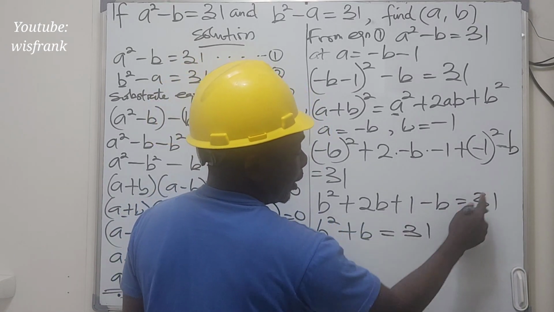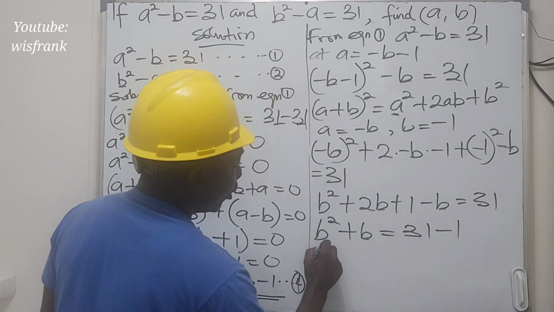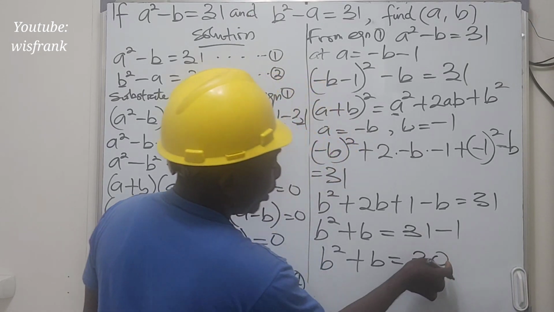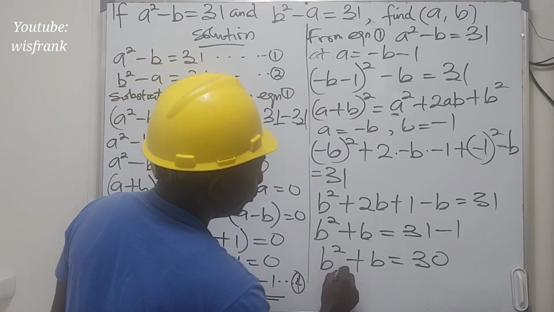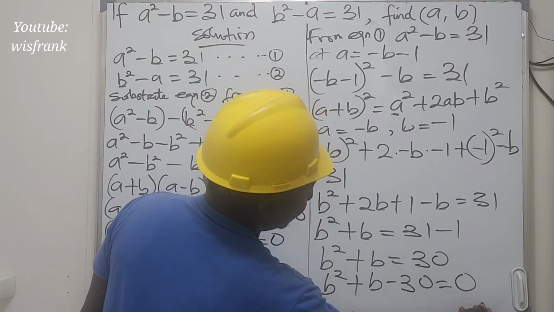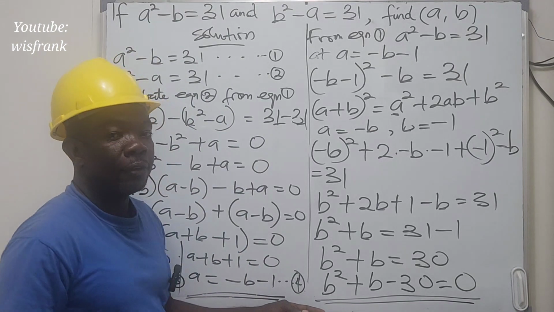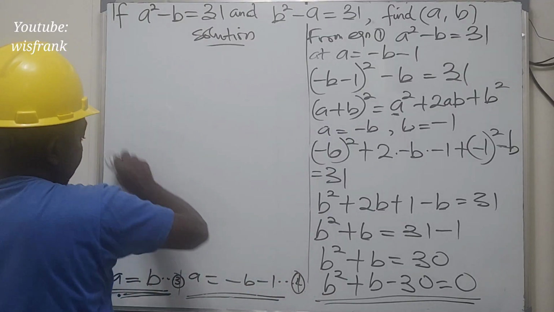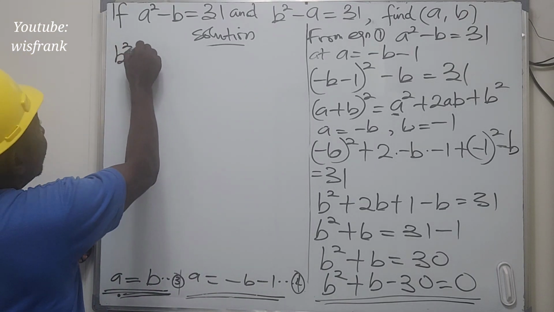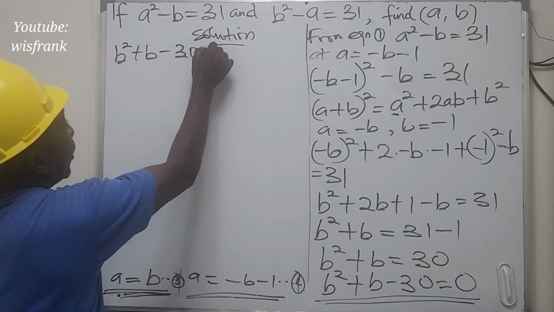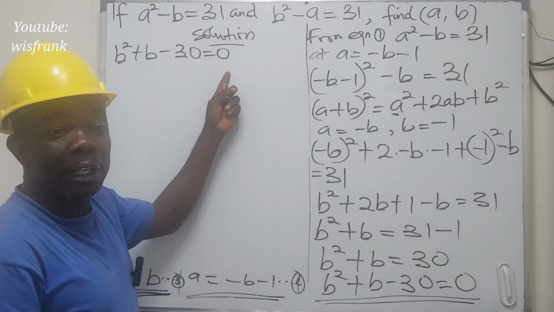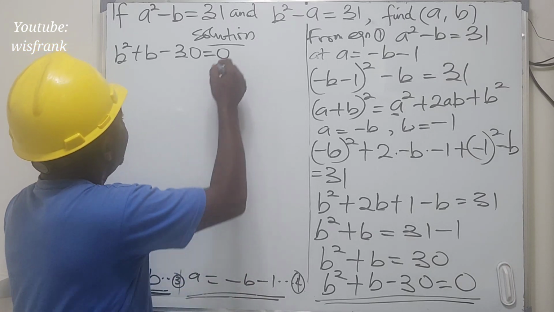When 1 transposes to the other side, it becomes minus 1. So here will become b to the power of 2 plus b equals to 30. So we have to bring down this other side. So we have b to the power of 2 plus b minus 30 equals to 0. So this is the new equation that we have, and it's a quadratic equation. So we need to clean this. From our quadratic equation b to the power of 2 plus b minus 30 equals to 0, we can use the quadratic formula to find this, and we can also use a factorization method. Let's use the factorization method.